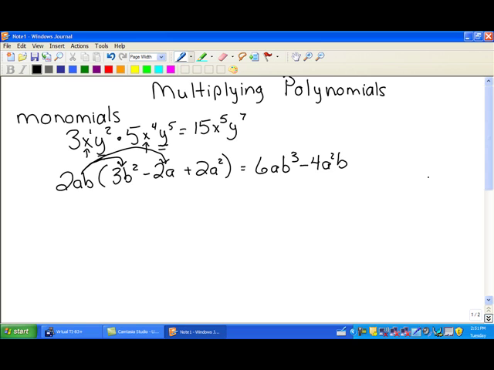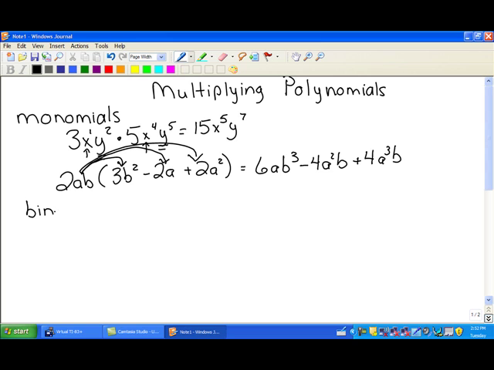Remember, we do not have to write the exponent of 1. And when we multiply 2ab times 2a squared, we're going to get a positive 4a to the third b. Notice there are no terms that look alike, so we cannot combine the like terms.